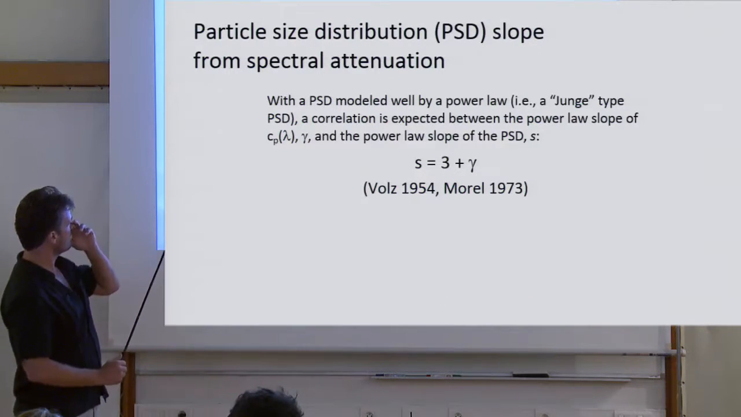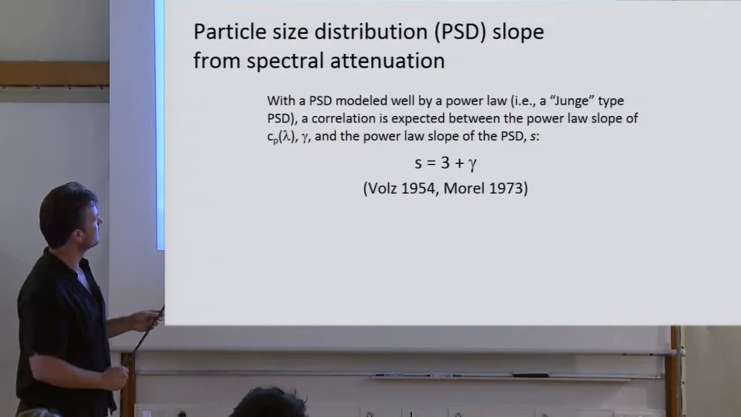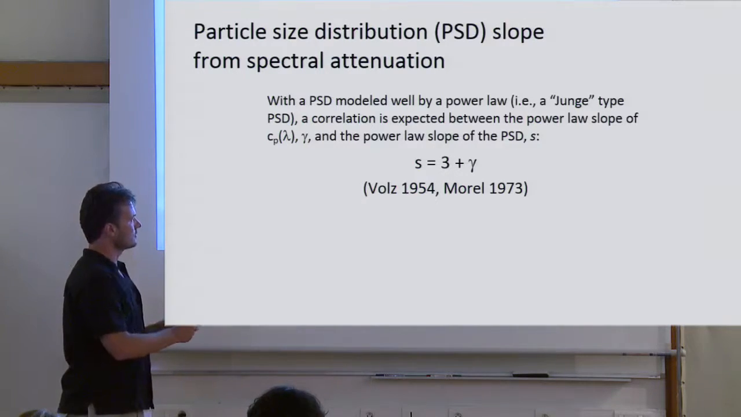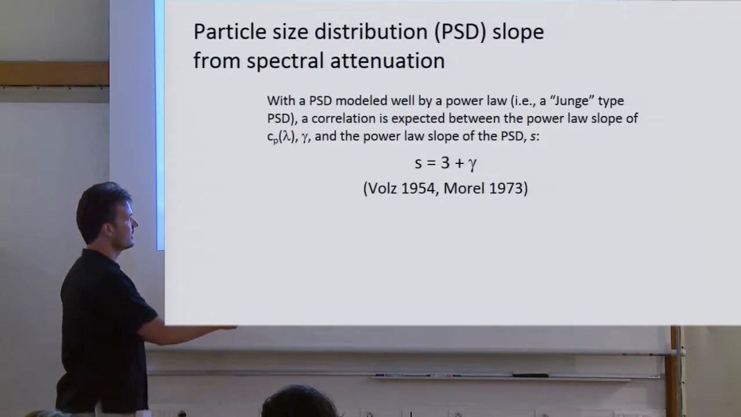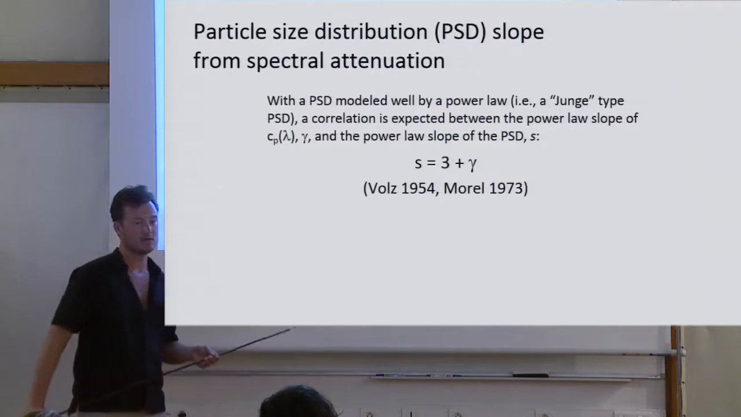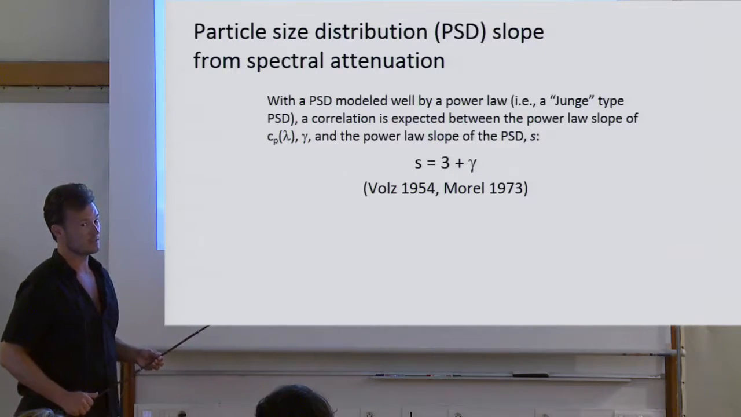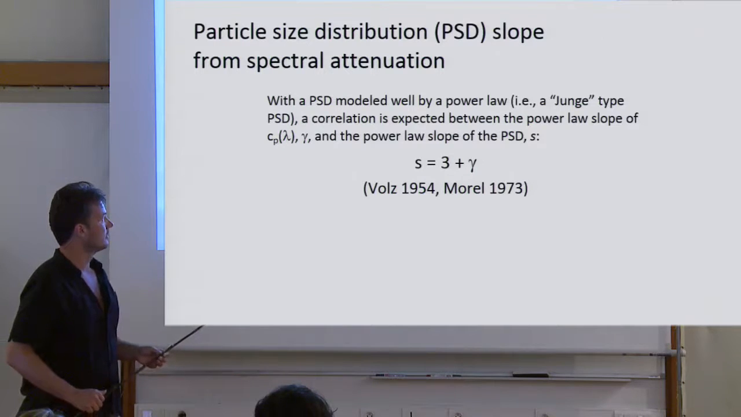Particle size distribution slope from spectral attenuation. So this has been studied, obviously, for a long time. Volz looked at it in the atmosphere, and Morel looked at it in water. Here's another excellent Morel publication. This is an AGARD lecture from 1973 that's been translated to English, and I highly recommend you read that.